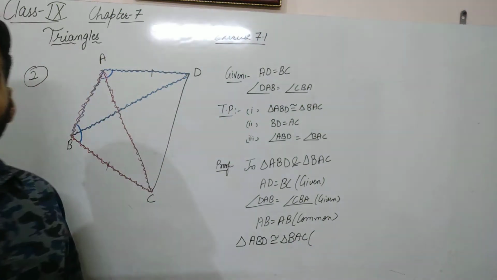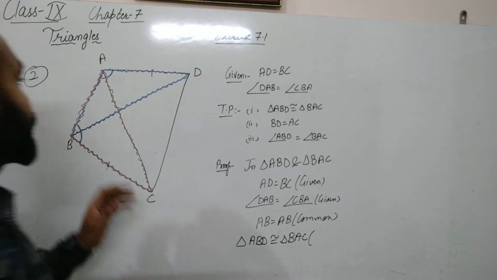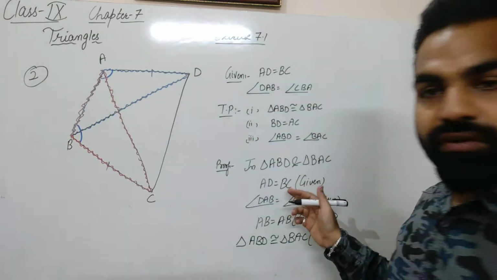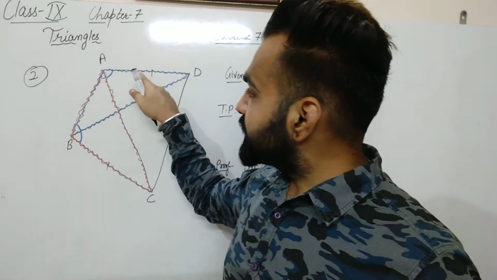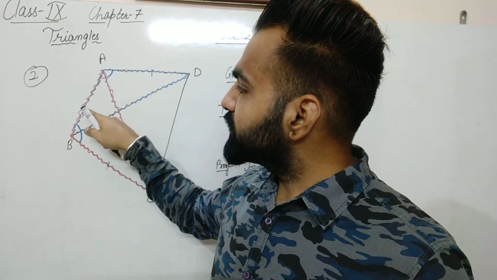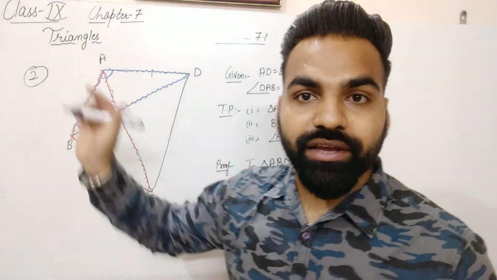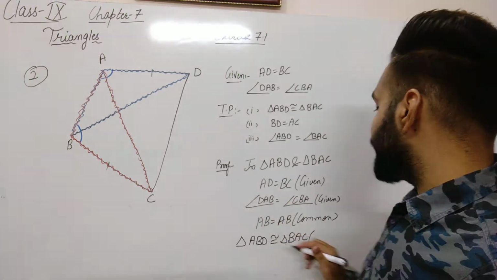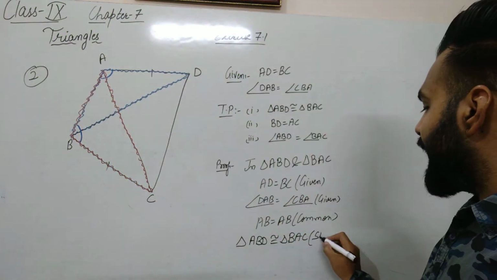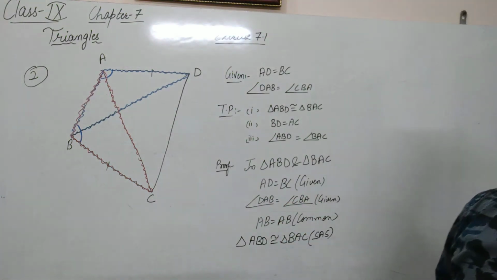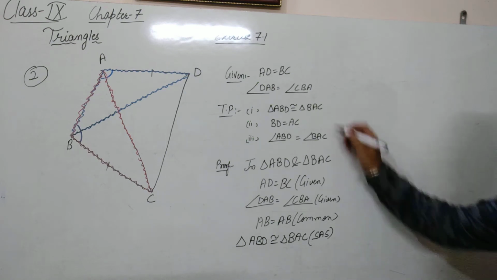Now we have to look which rule is satisfied here. So two sides are here, one angle is here. So this is side, angle, side, because the angle is the included angle. So two sides and one angle. So this will be SAS. So first part is completed.